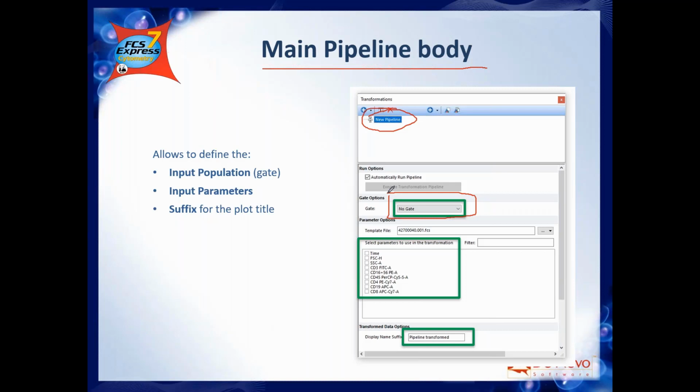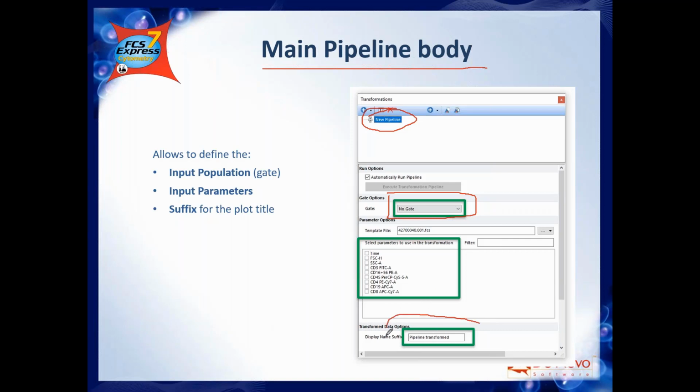Then you have the selection for the input parameters. This is the overall input parameter list for the pipeline. It's not the parameter list for specific steps. So usually my suggestion is to just right click and select all, so that you will have access to all the parameters within the pipeline. Then every step will allow you to select which parameters you want to use and which not.